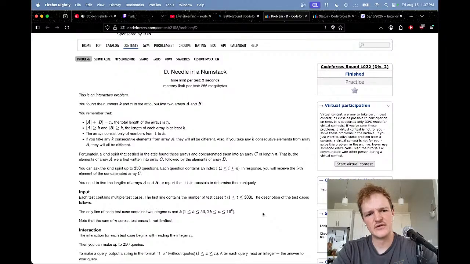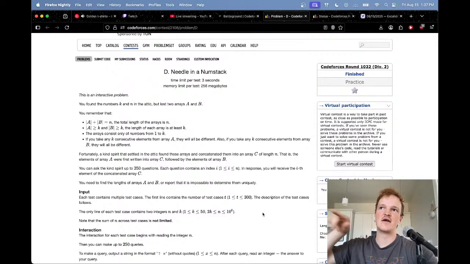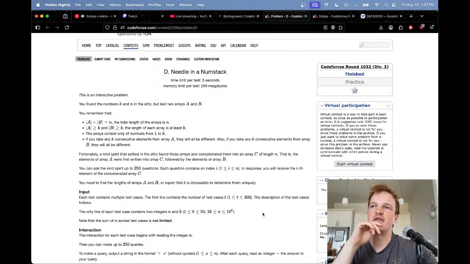Okay, weird. You can take any k consecutive elements from array A and they will all be different. Also, if you take any k consecutive elements from array B, they will all be different. That tells me immediately what the structure of A and B have to be, which is they're entirely like stair-step ascending 1 through k, or the opposite. Or not necessarily stair-step, but they have to be the exact same repeating pattern of k characters.